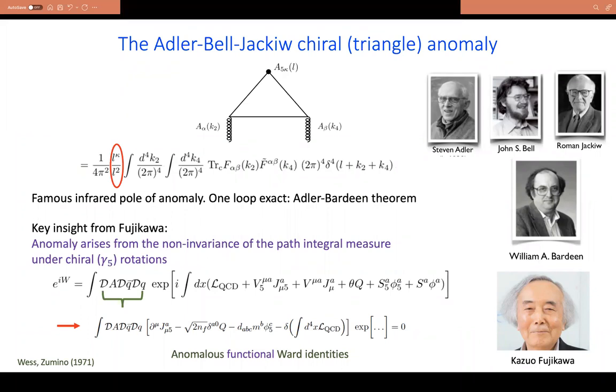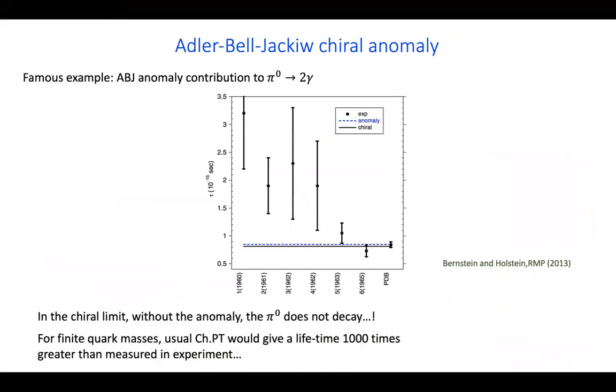And so here you see, for example, d B/d V5, right? And so this is the anomaly equation here. But if you turn on quark masses, then you have a very non-trivial mixing between the flavor singlet and octet sectors of the theory, which is very interesting. And so this constrains a lot of low energy dynamics in QCD, this functional Ward identity.